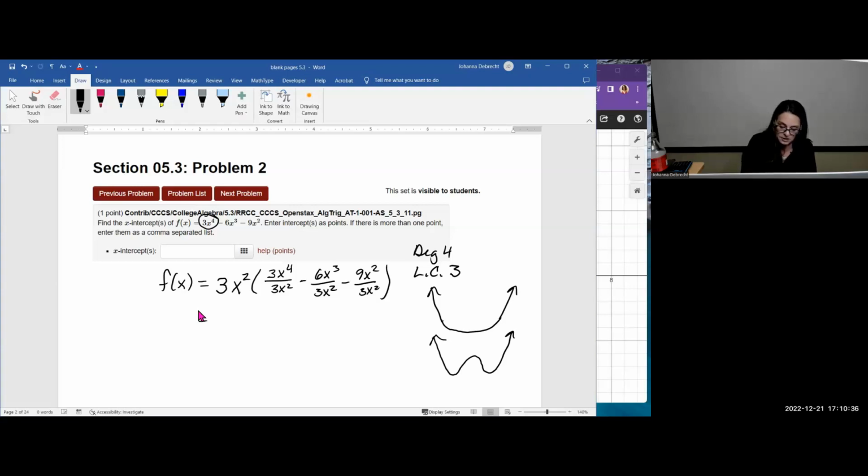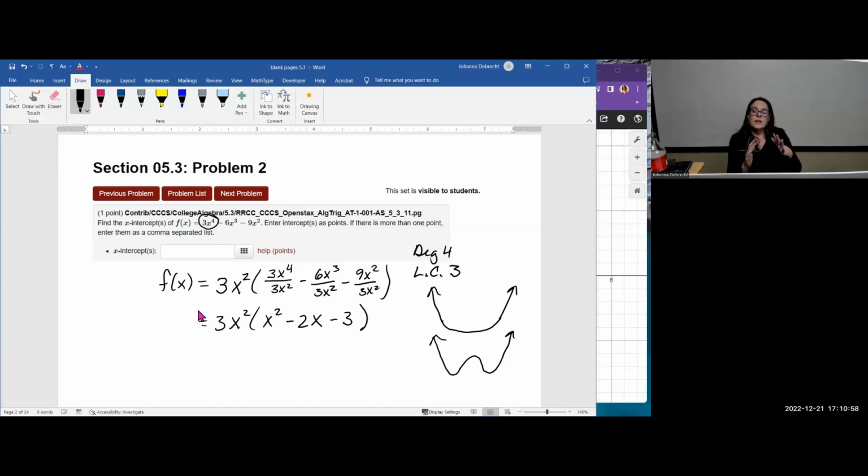So if you have trouble factoring out the greatest common factor, remember that this is another way to figure that out. So this is going to give me 3x squared. The 3 divided by 3 cancels. X to the 4th over x squared is x squared. The 6 over 3 gives me a -2. X cubed divided by x squared is x. And then 9 divided by 3 is going to give me a -3, and the x squared is gone.